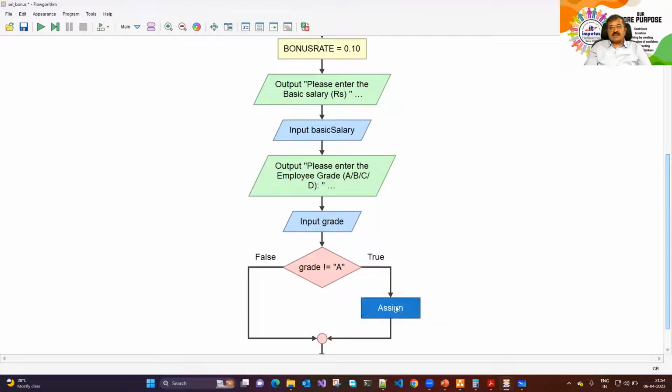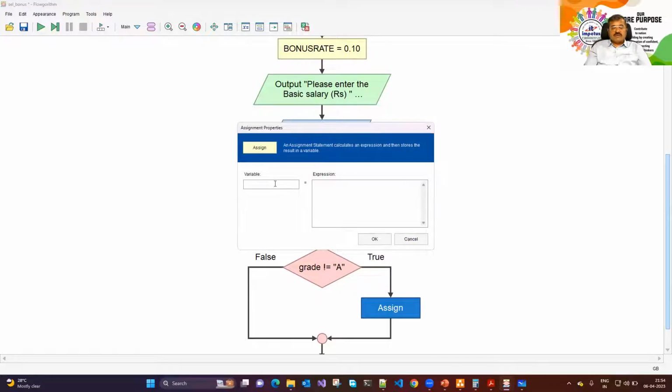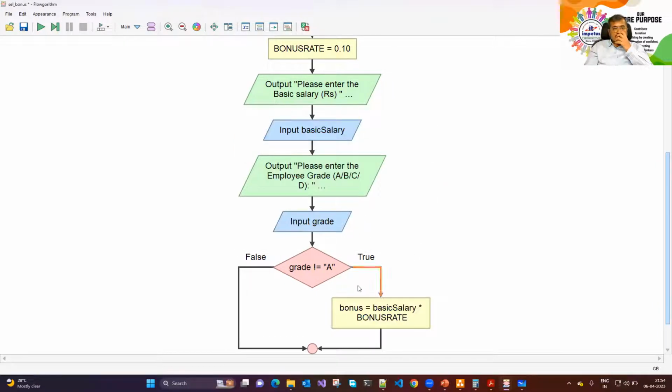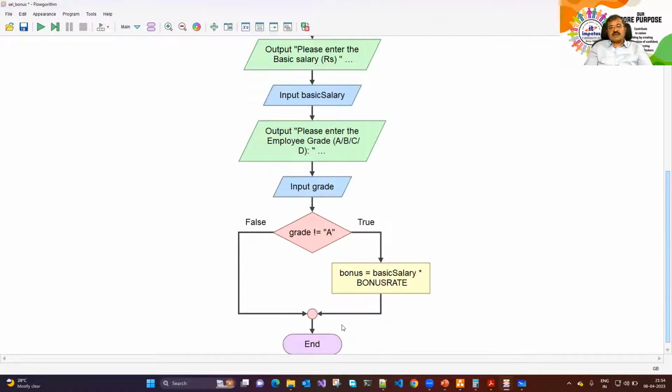So I say assign. We have some variable over here. Variable is the bonus. Bonus का calculation क्या है? तो your basic salary into rate. So bonus is basic salary into bonus rate. And अगर false है तो कुछ नहीं करेंगे. We'll directly go out. So if the condition is true, we come here. If it is false, nothing. So I could directly show the arrow here.